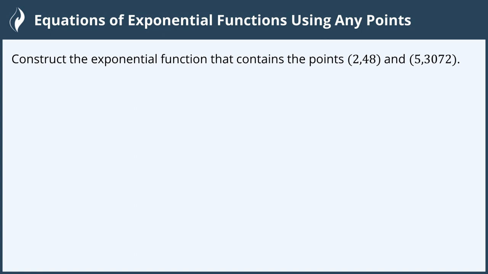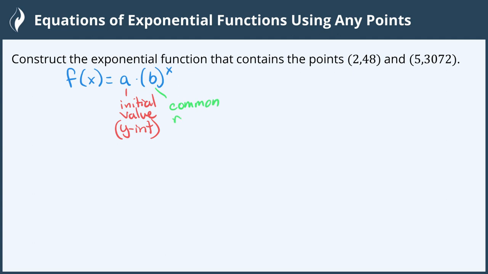To find an exponential function, it follows the form f(x) = a times b raised to the x, where a is the initial value, also known as the y-intercept, and b is the common ratio. We weren't given either of those, so let's go ahead and put what we do know into our equation.